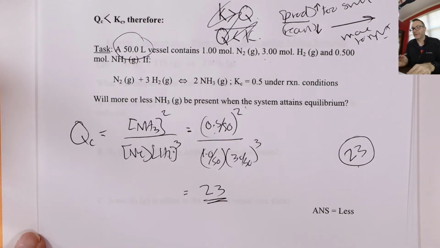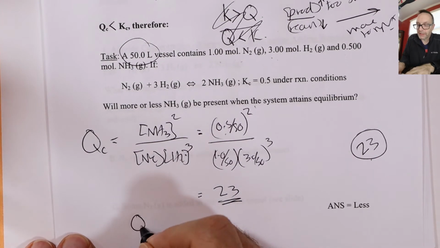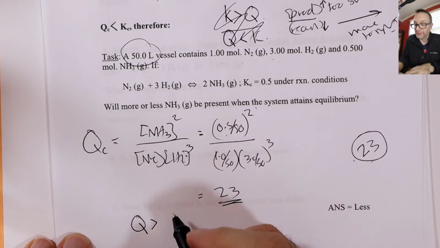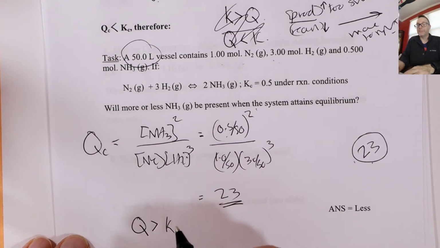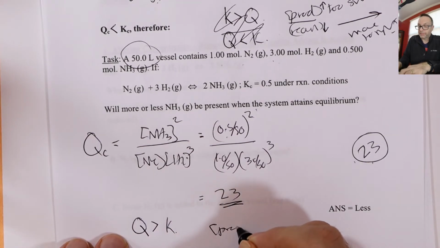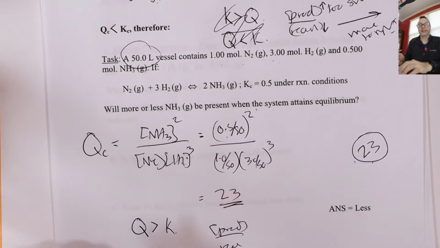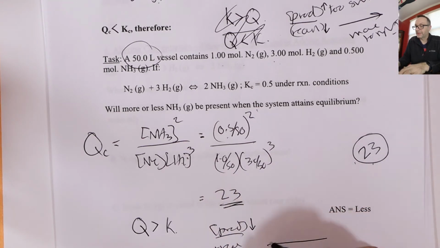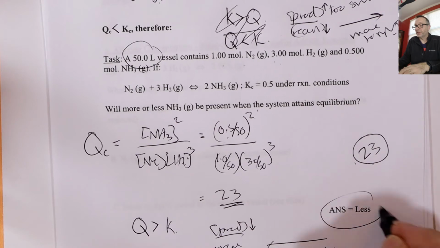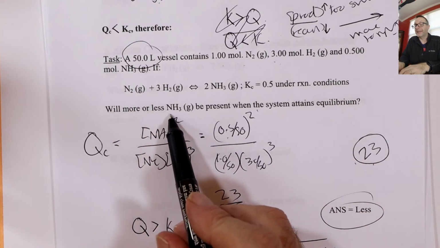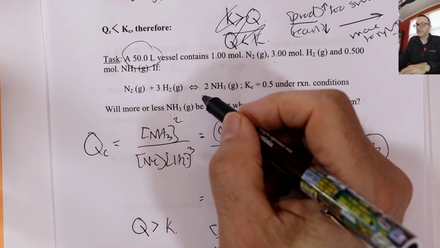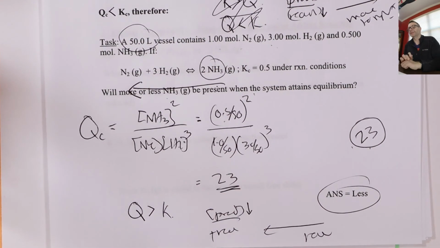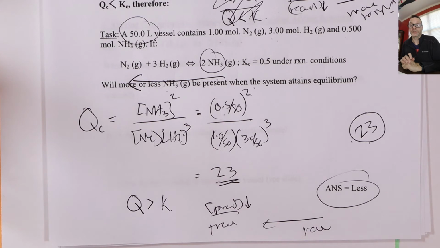Now here's the question. Remember, Q, is it bigger or smaller? It's the one we like. Q is bigger than K. That means product over reactant is top heavy. So products have to go away and reactants have to form. It's the reverse reaction. So the question says, will more or less NH3 be present? Well, NH3 is a product, and it moves to the left, so less is the answer. Hopefully you got that one.